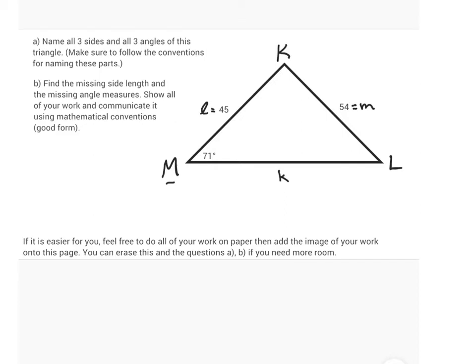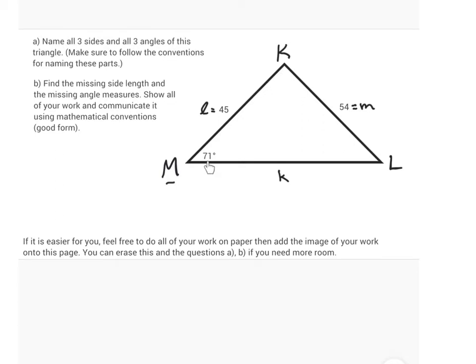All right, the first thing I always look for is, do I know two angles already? I know the 71 degrees. I don't know another angle. So I'm not going to use that equation where I say angle L equals 180 degrees minus 71 degrees minus this, and then find L, because I don't know what this is. I need two angles to do that.